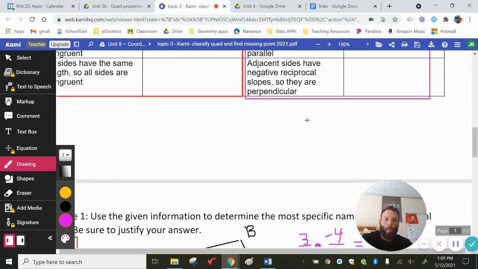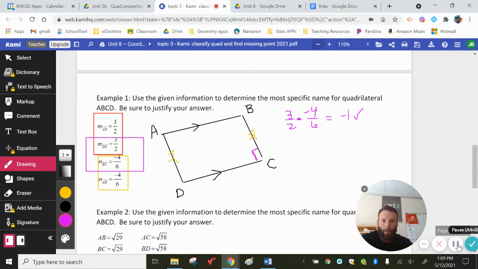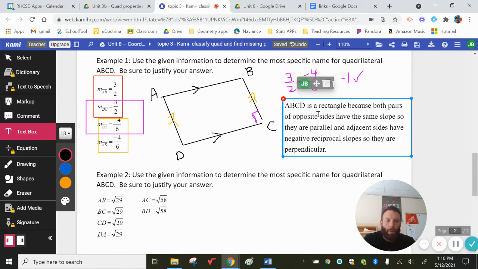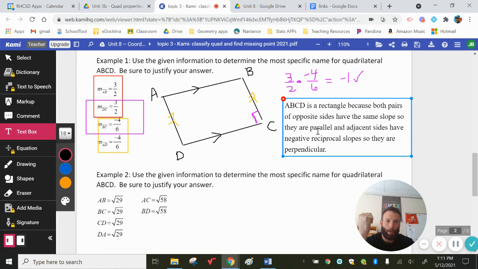So down here, the way I'm going to answer my question is like this. Let me just pause and I'll show you how. So my answer right here: ABCD is a rectangle because here's my justification. Be sure to justify. I need to use the word because, and then I'm going to basically cut and paste what I wrote up here to justify. Both pairs of opposite sides have the same slope, so they are parallel, and adjacent sides have negative reciprocal slopes, so they are perpendicular. So that's why this must be a rectangle.